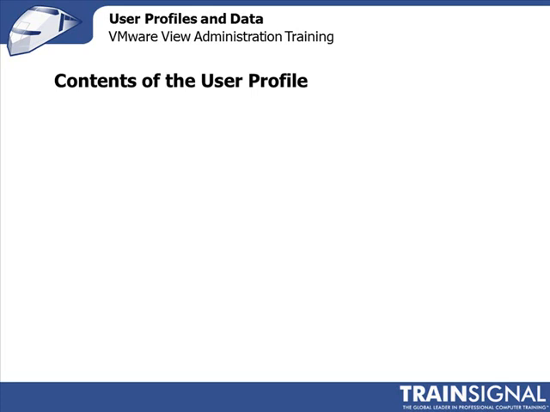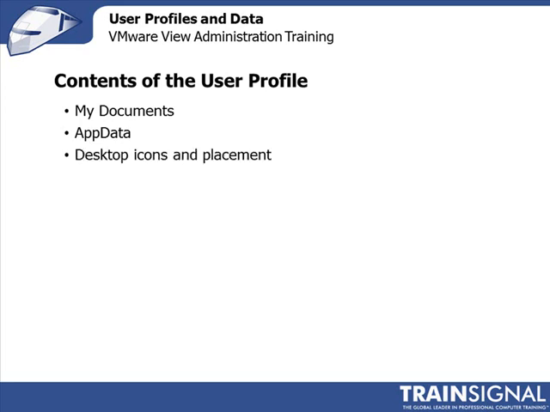So here's a quick list of some of the contents of the user profile. The My Documents directory, which is the common location for most users to store their documents. The App Data directory, where well-behaved applications are supposed to store all of the personalization settings that users create within an application. This could include toolbars, dictionaries, and other items within an application that a user can customize. Icons on the desktop and where they're placed are both stored within the user's profile. Which wallpaper they choose for their desktop.